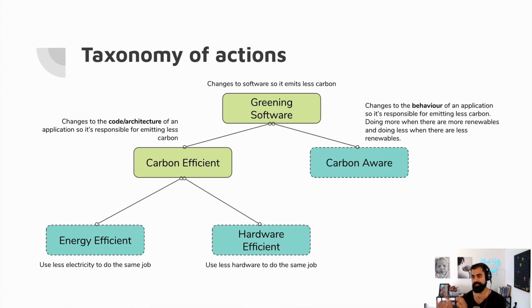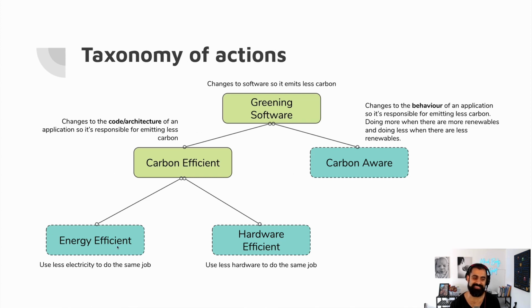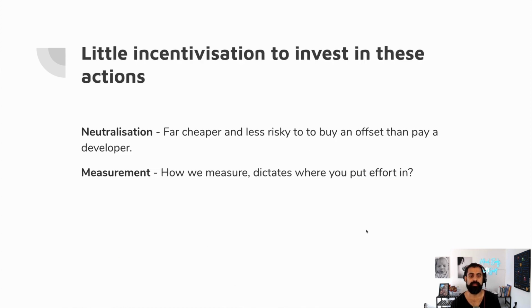Change the behavior of an application so it does more when there's more renewables available, i.e. when the carbon intensity of your electricity is low, and does less when there's less renewables available, i.e. your carbon intensity of electricity is higher. But here's the challenge. There's actually very little incentivization in software teams to focus in on these three areas. And the two reasons are this.